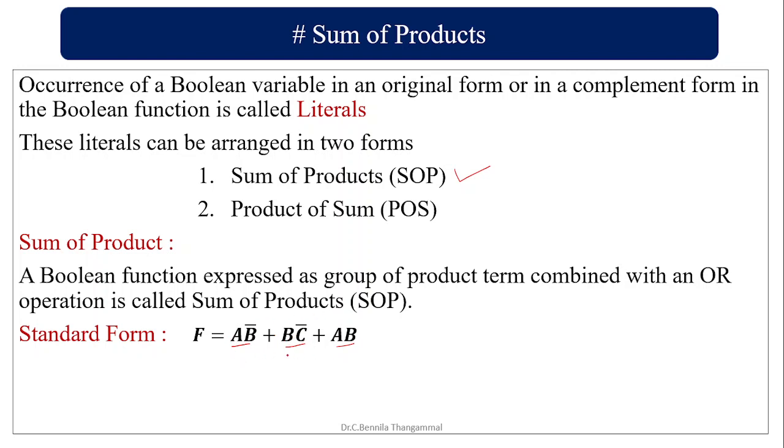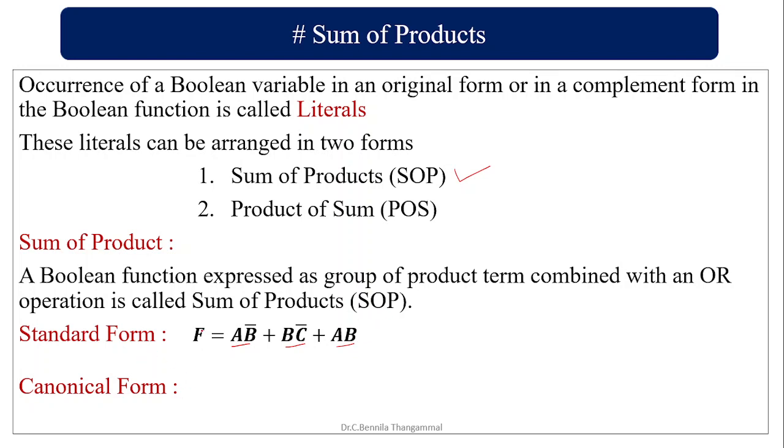And how many variables do I have here? I have three different variables, A, B and C, either in original or in complement form. This is what you have to identify. While you are looking at a Boolean expression, you have to see what your input variables are, what your output variable is, and how many input variables you are going to use. In this example we have three input variables, but in the first term, variable C is missing. In the second term, variable A is missing. In the third term, variable C is missing. So this is called standard form.